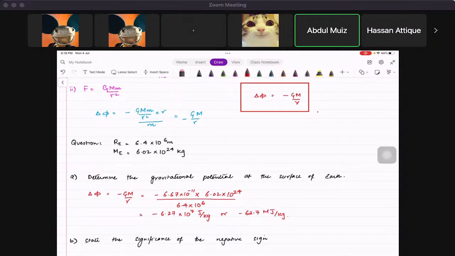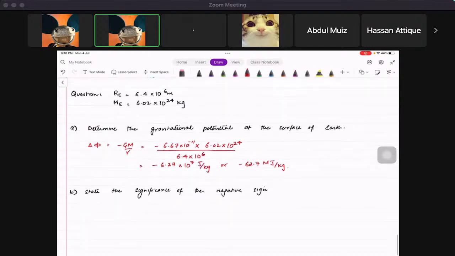Right. Yes, sir. Now, they ask what is the significance of this negative sign. So we will always say, and this is very important to understand actually, the negative sign indicates the loss of gravitational potential energy.